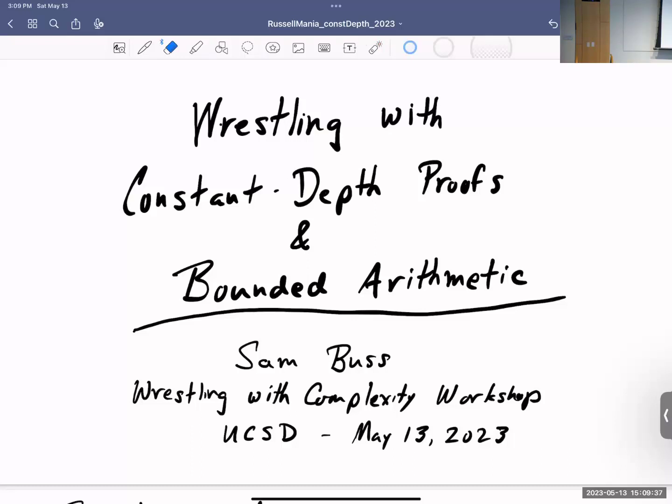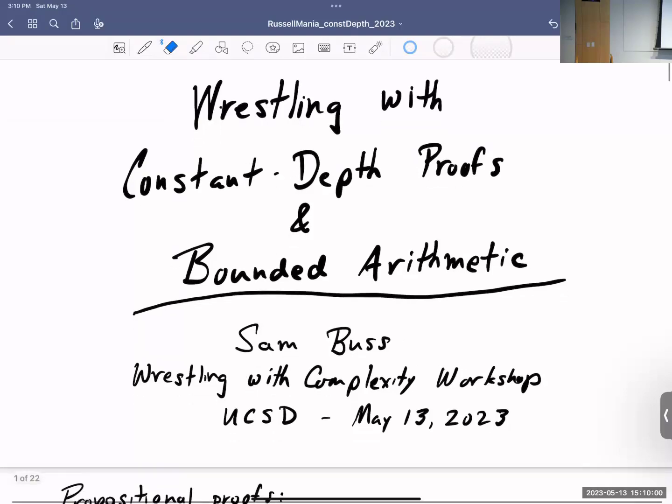Okay, so I'm going to talk about constant depth proofs and bounded arithmetic, and I had a moment of panic earlier when Tony gave her talk that she was going to cover all my topics, but fortunately she moved on to other things, so I get to talk about this. And the other part here is bounded arithmetic, which is something I've worked on for many years, but it's very closely connected to constant depth proofs. Most of the talk will actually talk about constant depth proofs, but in fact, a lot of it comes from arithmetic.